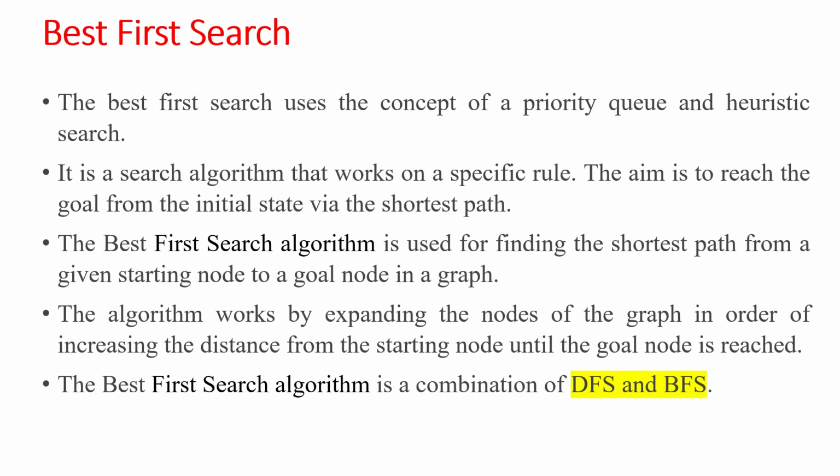So the heuristic function can be represented as h(n), the estimated cost from node n to the goal. So the smaller the heuristic value, the more promising the node is to be considered.